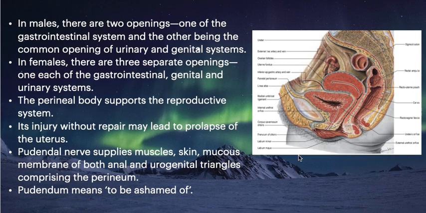Pudendal nerve is supplying the muscles, the skin, mucous membrane of both the anal and the urogenital triangle that is comprising of the perineum. Pudendum actually means to be ashamed of, but because we are all scientific reading anatomy, there is nothing to be ashamed of.